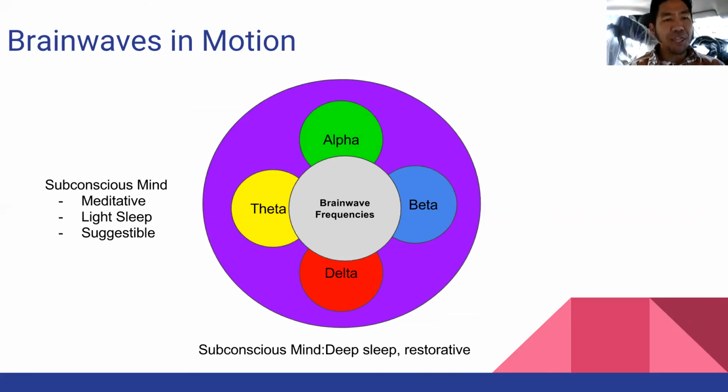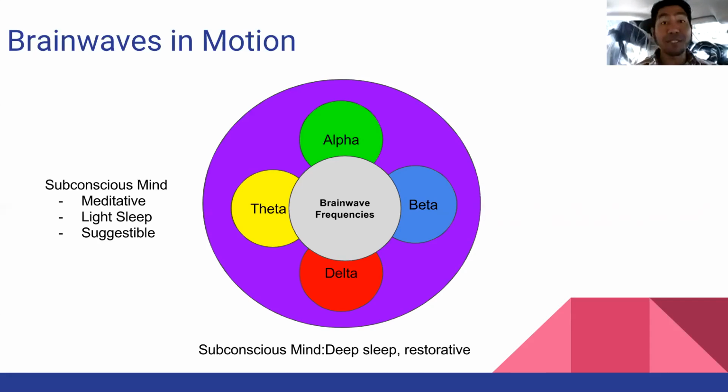Theta. Theta is also within the realm of the subconscious mind, and one thing to look at is that more or less it's not exclusive. So when I say the subconscious mind for theta, there are pieces in terms of the conscious mind as well, yet it's more of a ratio and a dominance. So theta is dominantly the subconscious mind.